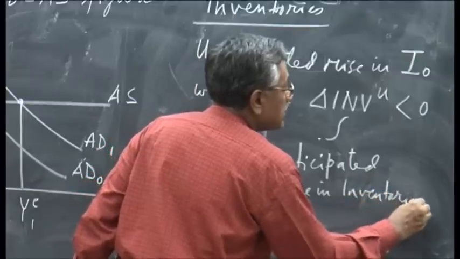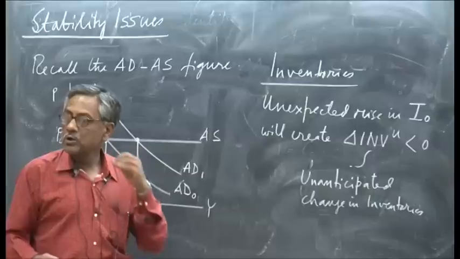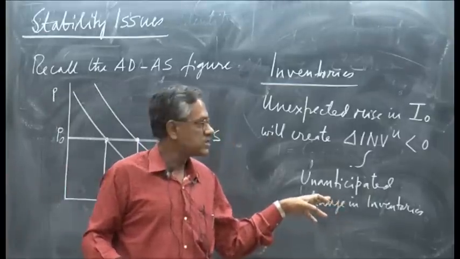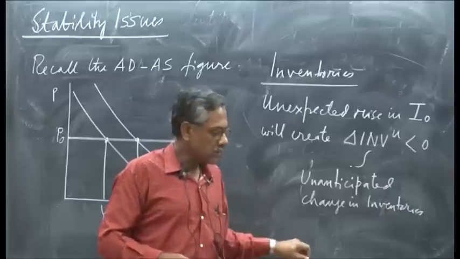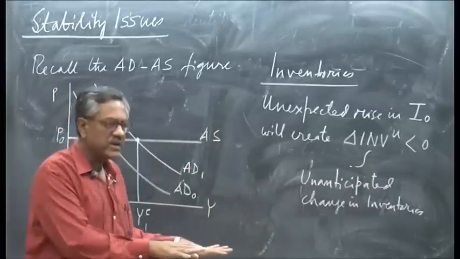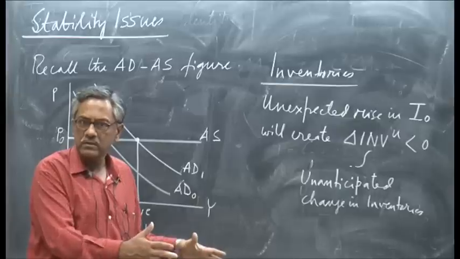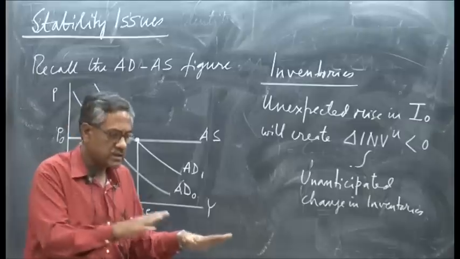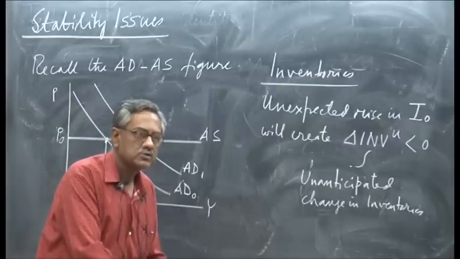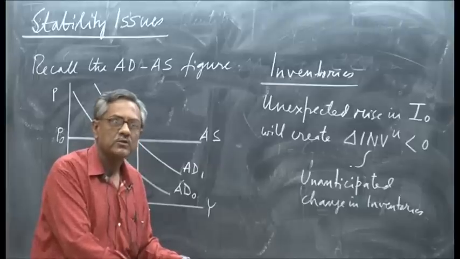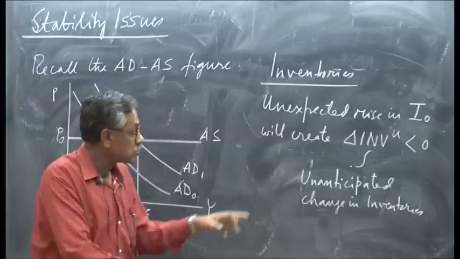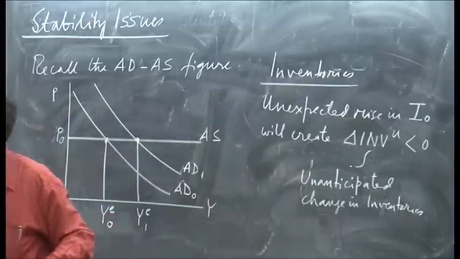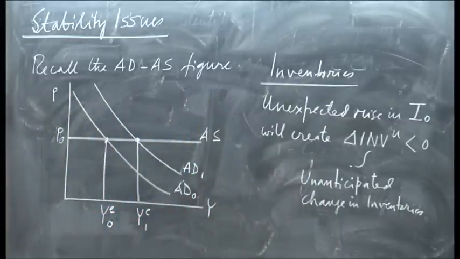People didn't expect inventories to change, and unanticipated change, which is unexpected change, is negative. Why negative? Because there is extra demand. So the inventory add was 100 units of items. Suddenly when there is demand, it has gone down to 50 units. So the inventory change is negative, it is falling, not increasing. So delta INVU, U being the unanticipated change in inventory, will be negative.